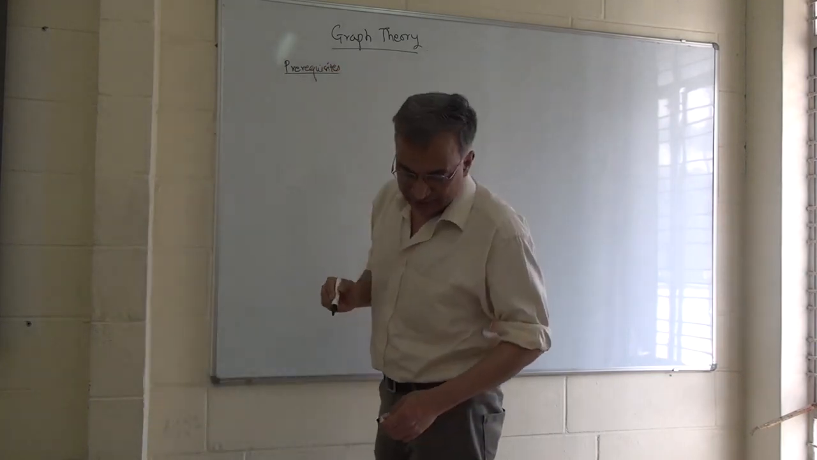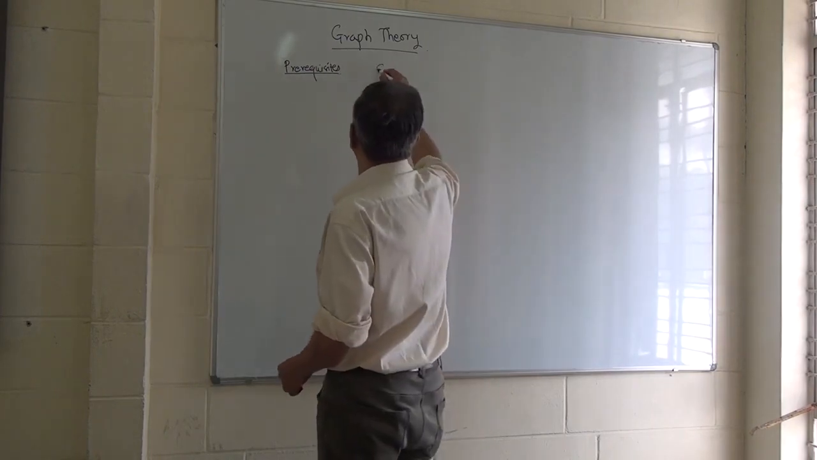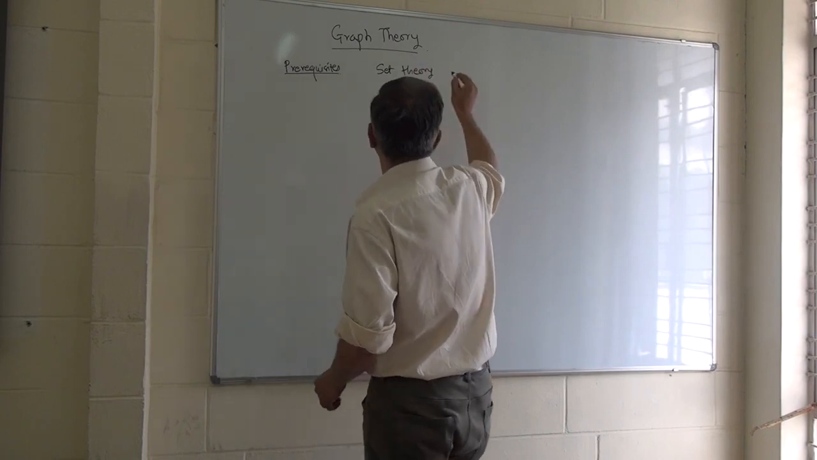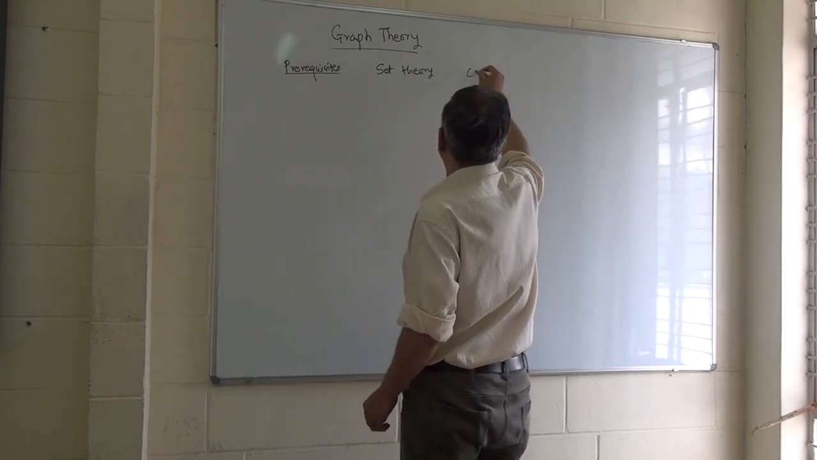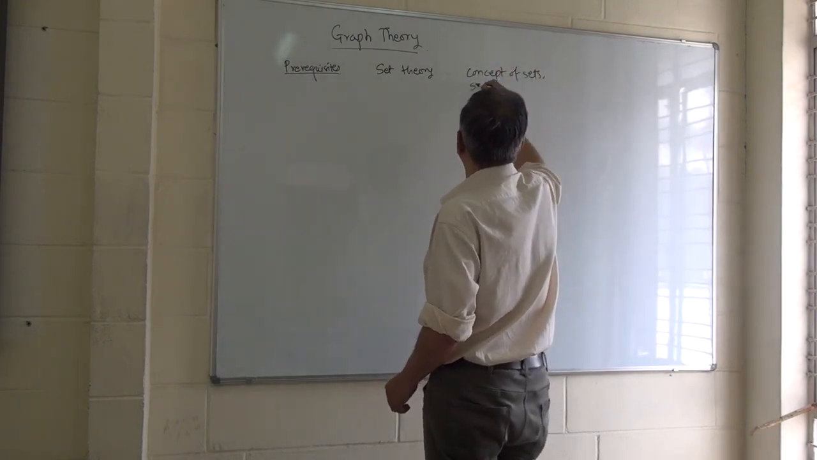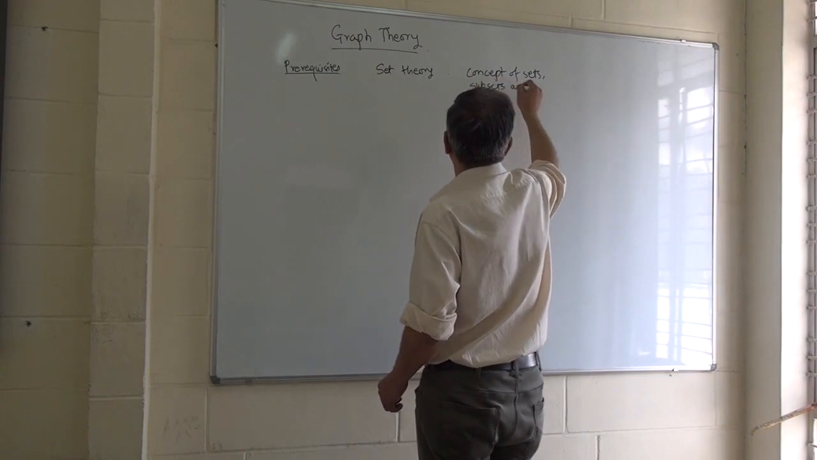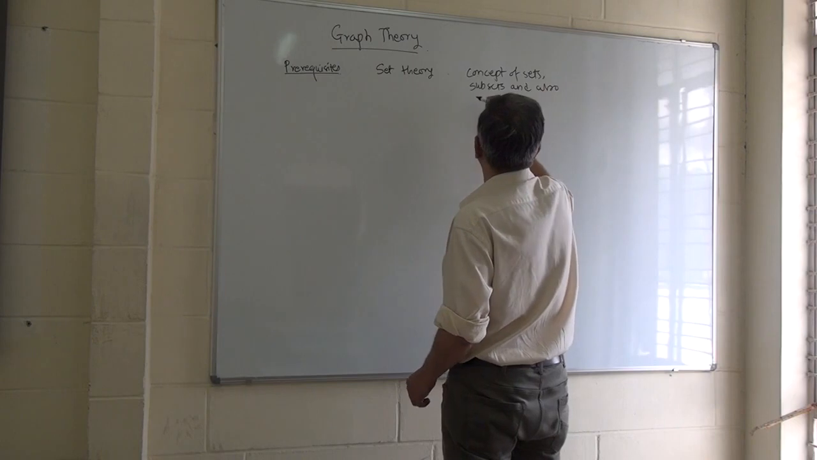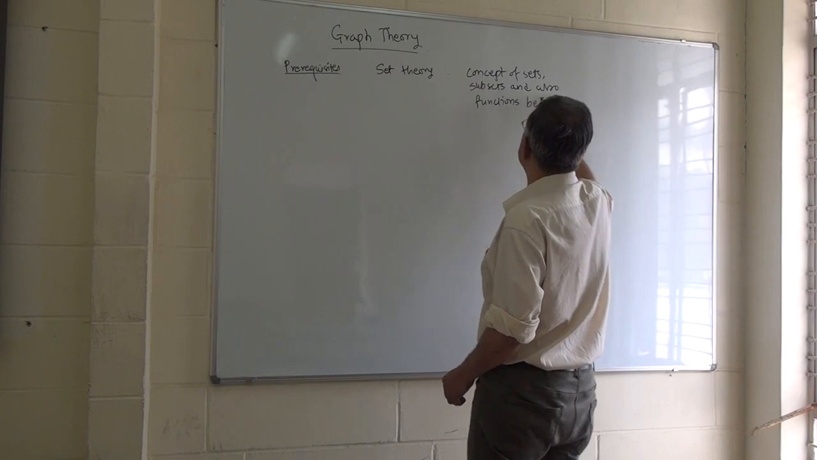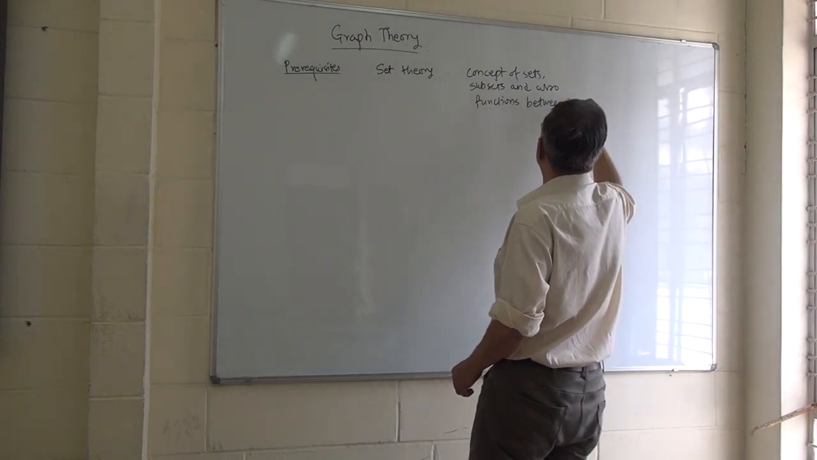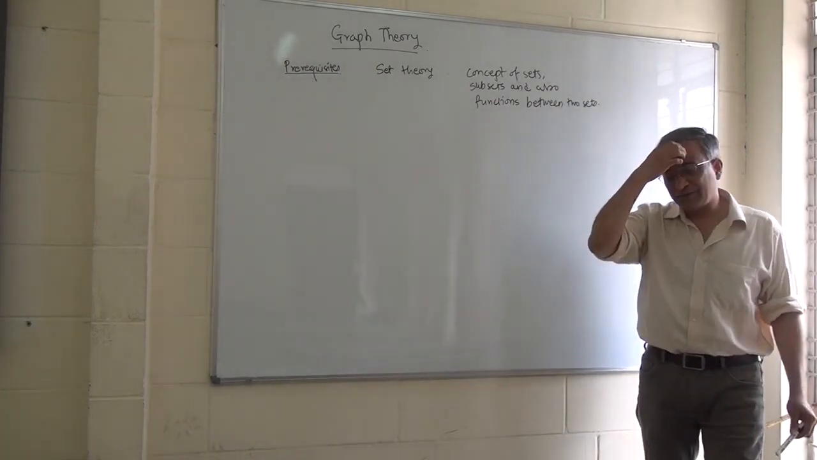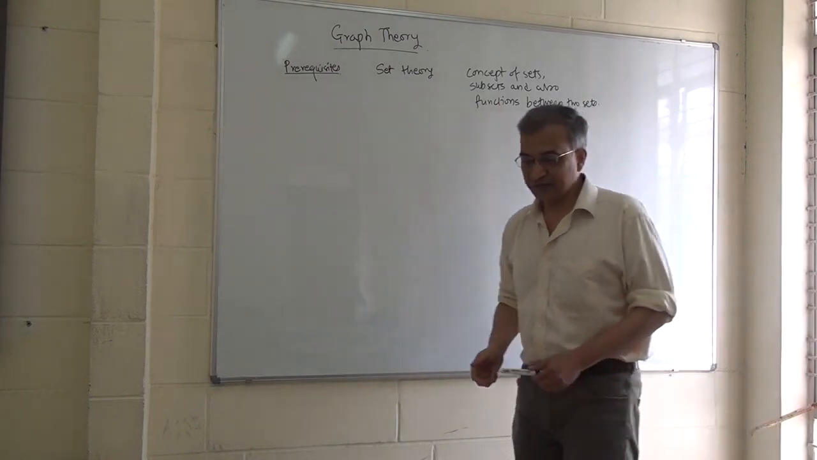So what I will assume is set theory. What in set theory will I assume? First thing is the concept of sets and subsets, and also a little bit of functions between two sets. They will not be used in great detail. However, a familiarity with that is very useful.